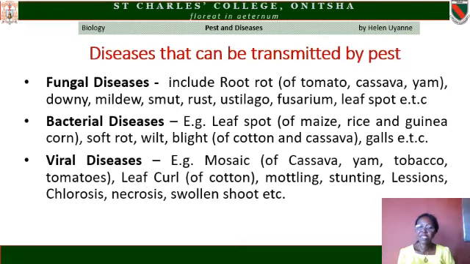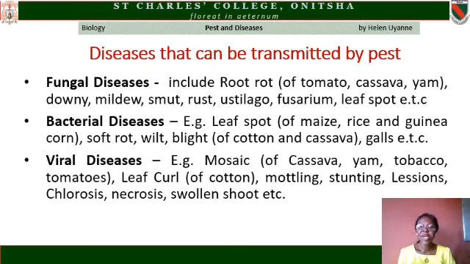Fungal diseases include root rot, which attacks tomato, cassava, yam, wild downy mildew, smut, rust, ustilago, fusarium, and the leaf spots. These are all fungal diseases, and there are others remaining.